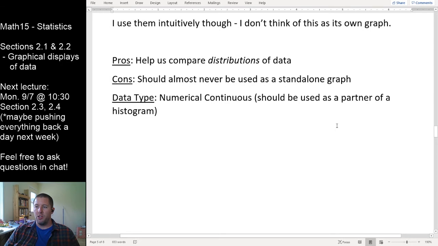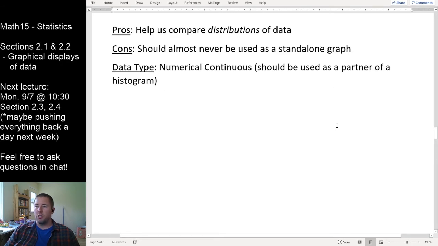What they do is they help us compare distributions of data. I really don't think we should ever use them as a standalone graph, but they do help us show relationships between data in numerical continuous settings. I think these are great partners for histograms. Pretty much every histogram I'm going to draw this semester is partnered in a little sense with a frequency polygon. So let me draw a couple of quick sketches to show you what I mean.